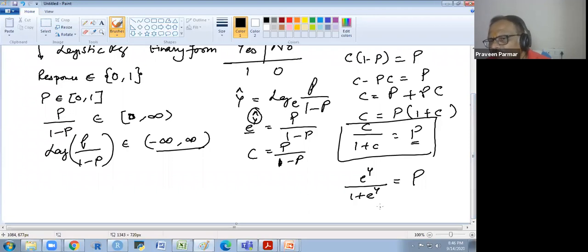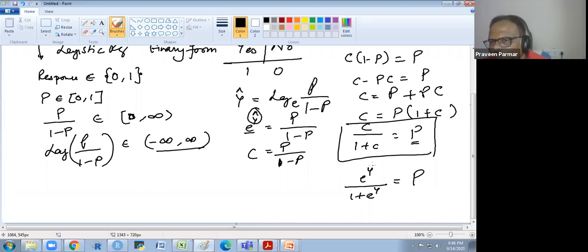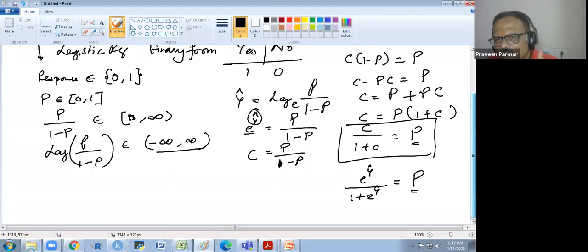Does that make sense to you? Same thing. Yes, sir. Whatever the value of y you get, y cap or whatever you are taking, you just exponentiate it and you will get the value of p in this way. So we get the value of p instead of y cap.